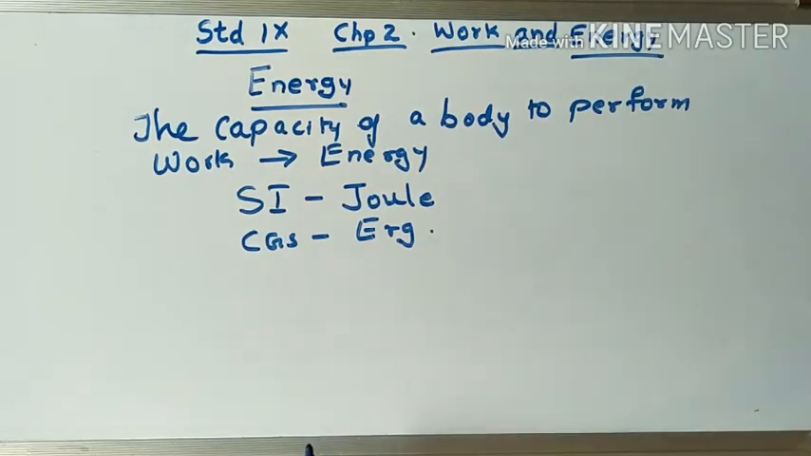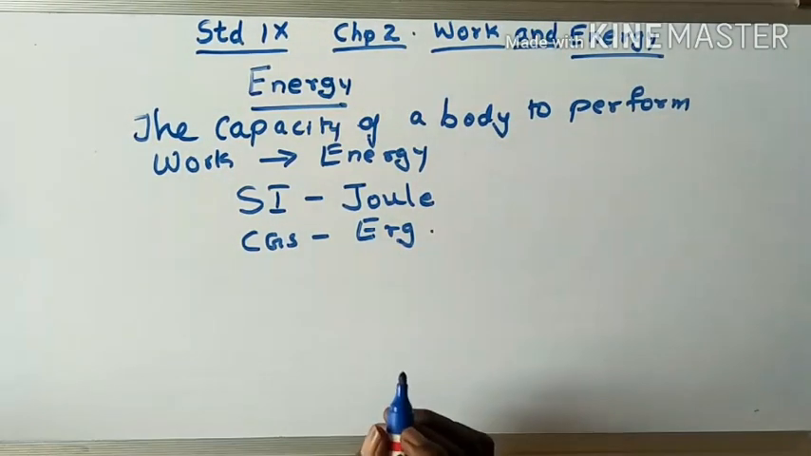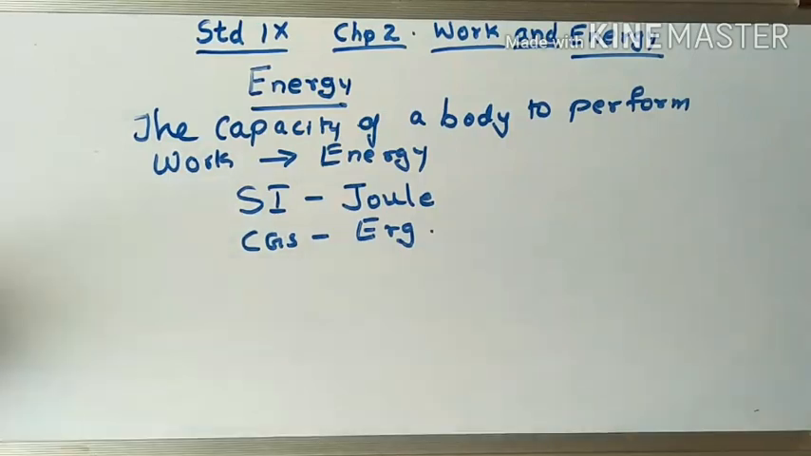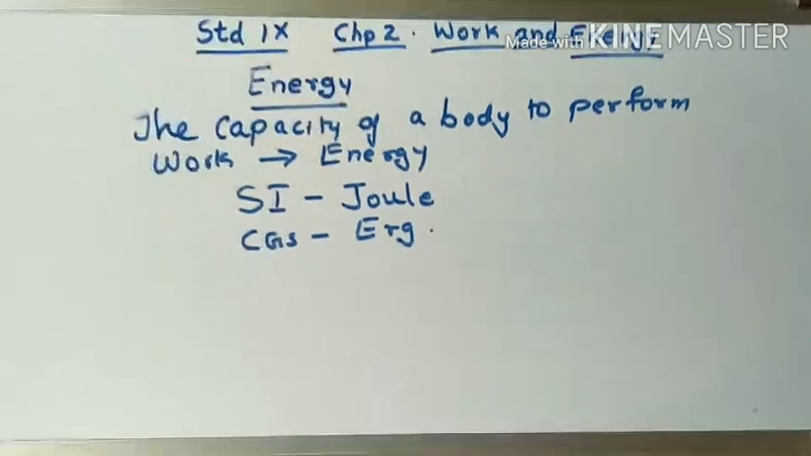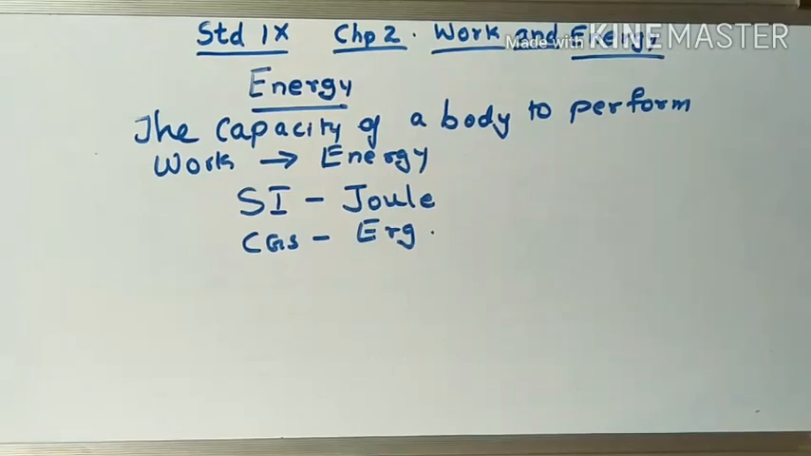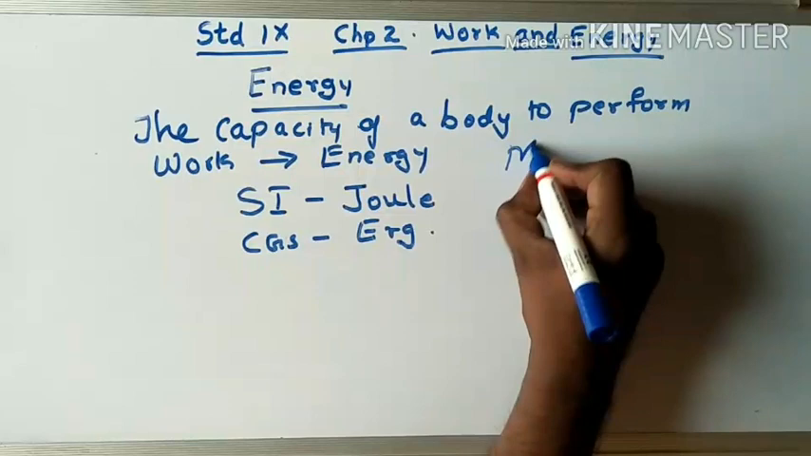So you all learned that energy exists in various forms, like sound energy, light energy, chemical energy, magnetic energy, electromagnetic energy, nuclear energy, solar energy, mechanical energy. So these are the types of energy which you find in your daily life. Now today we'll learn about a special energy which we call as mechanical energy.